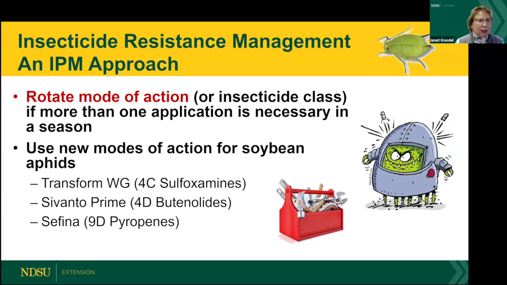Some of the newer modes of action for soybean aphid, which you're all familiar with, are Transform WG, Savanto Prime, and Sefina. We already have some complaints with Transform WG maybe not providing as good control as we thought, and we got some complaints on Ridgeback. I'm not saying they're resistant, but we don't know because we haven't run any bioassays. But if we practice this insecticide resistance management, this will help prevent further development of resistance to new products.